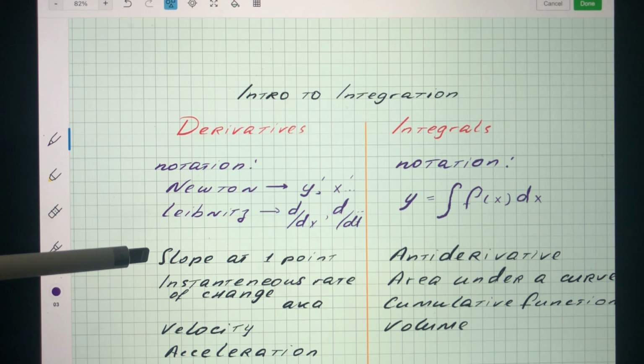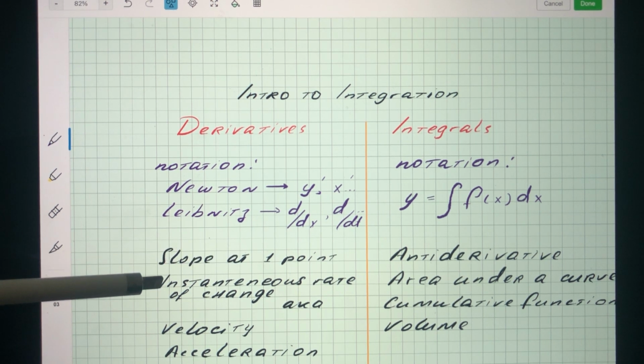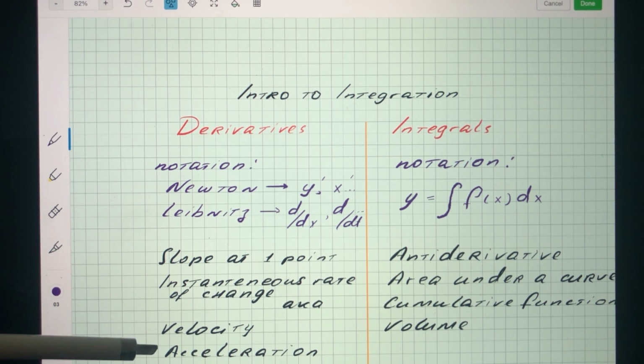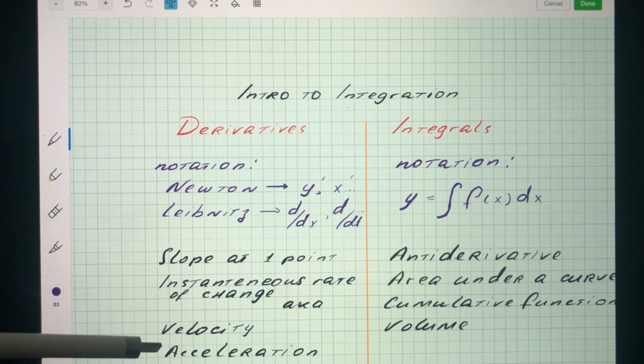Now, what does derivative do? The derivative finds us the slope at one point on the curve, not between 2 points, but at one point. The derivative also finds us the instantaneous rate of change, which is also known as velocity. If we take two derivatives of a function, we get acceleration. Or if we take one derivative of velocity, we get acceleration.